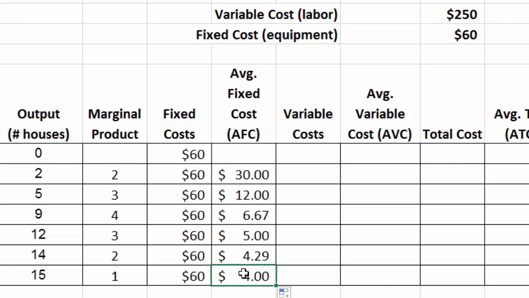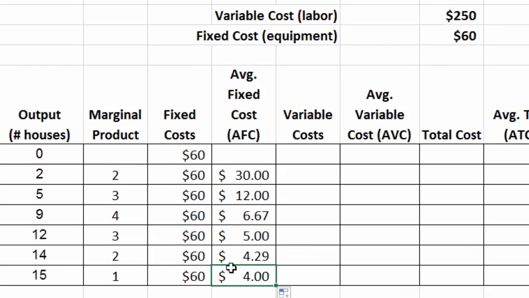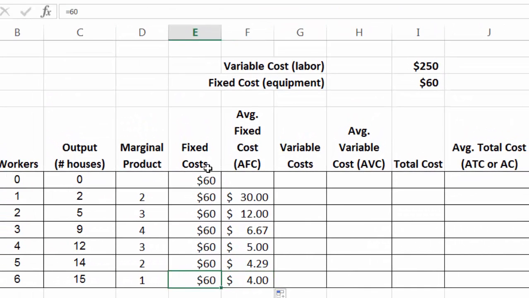So for instance, 6 workers producing 15 output, my average fixed cost here is equal to E12, which is my fixed cost at that level, which is of course always the same, divided by C12, which is my output at that level. Okay. So you can see average fixed cost is declining, and that makes perfect sense when you think about it, because the fixed cost is the same, and we're averaging that out over larger and larger outputs as output goes up.